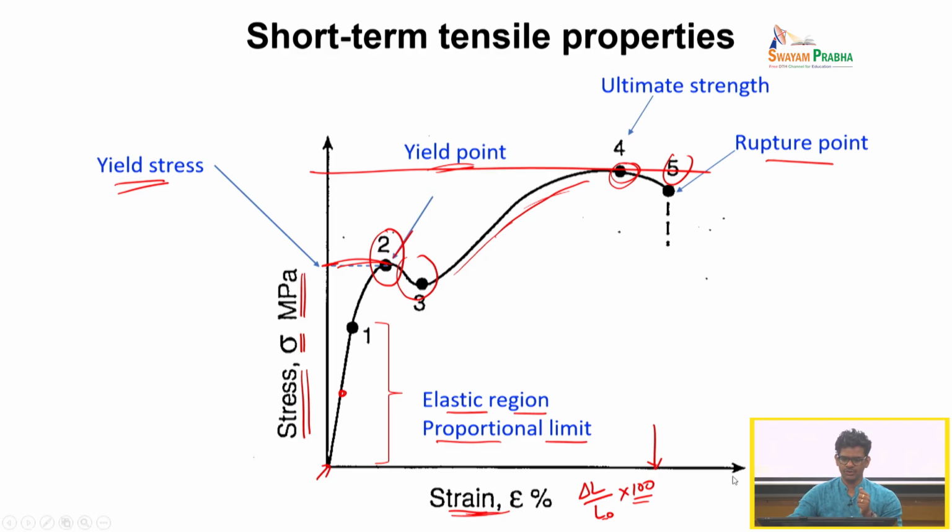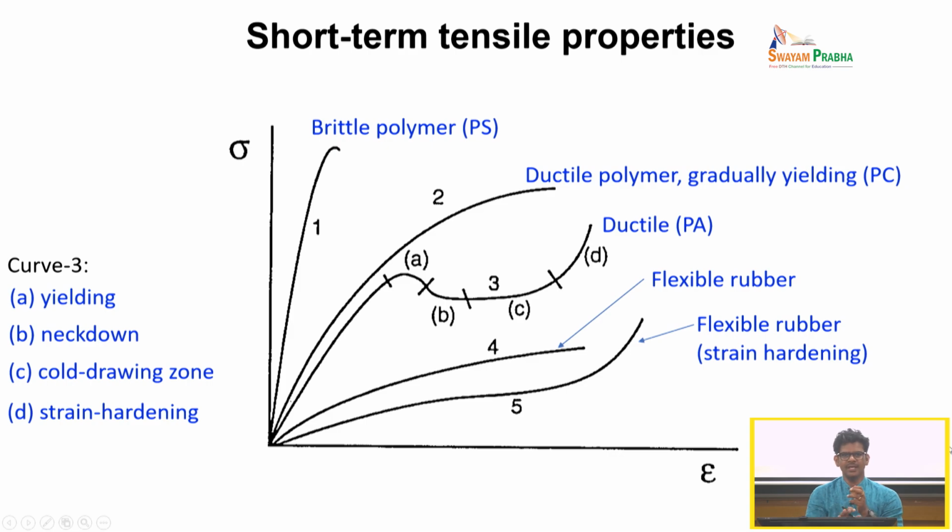Okay. So let me show you some more examples here. I am showing 5 curves here, each corresponding to different kinds of polymers. Okay. Again we are plotting stress versus strain. The first material shown by curve 1 is an example of a brittle polymer. Okay. What do we understand by brittleness of a polymer? What do we mean by brittle?